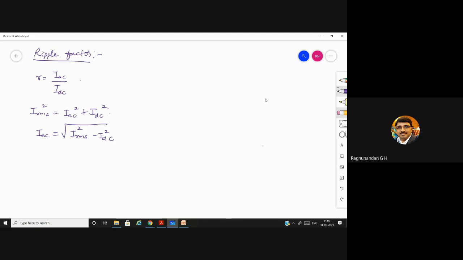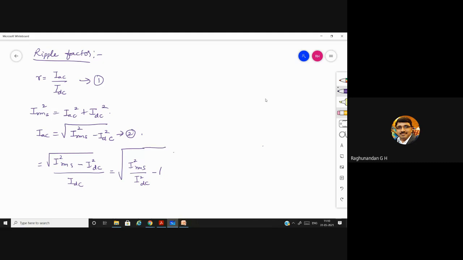Let us take this as equation number 1 and this as equation number 2. When you substitute equation number 2 in 1, we get root of I square RMS minus I square DC divided by IDC. We'll take this IDC inside the root so that it becomes the whole root of I square RMS divided by I square DC minus 1, since it gets cancelled.